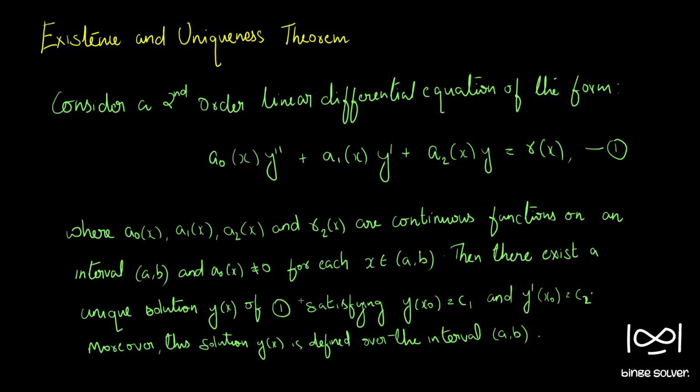So we have to see whether, in our differential equation, these a0 of x, a1 of x, a2 of x and r of x are continuous functions, and we have to see whether a0 of x becomes 0 for any value in that interval. Given that the initial value conditions are satisfied, using the uniqueness theorem we can say this y of x is the unique solution that we got.